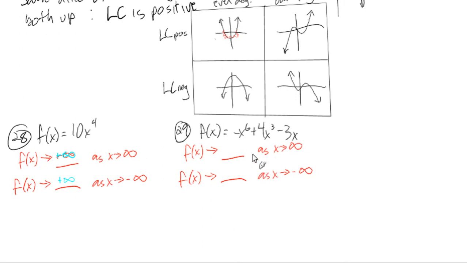So as x goes to positive infinity, as x goes to the right, what does y, or f of x, tend to do? It goes down, it goes toward negative infinity. Goes toward the bottom, toward negative infinity. As x goes the other way, as it goes to negative infinity, what does y tend to do? It tends to go also to negative infinity.